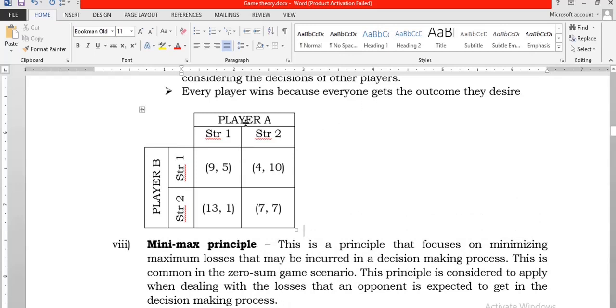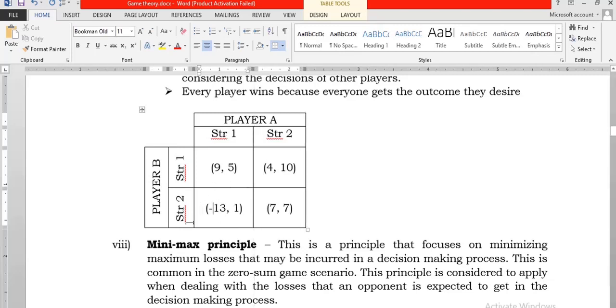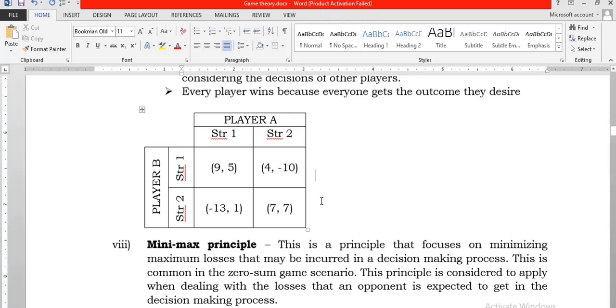So in this Nash equilibrium here, I will give an example now. Take an example that this is negative. By playing strategy 2, player A brings about a loss to himself of negative 13, and this also brings about a loss of negative 10. Okay, now this is a scenario we are trying to look at.